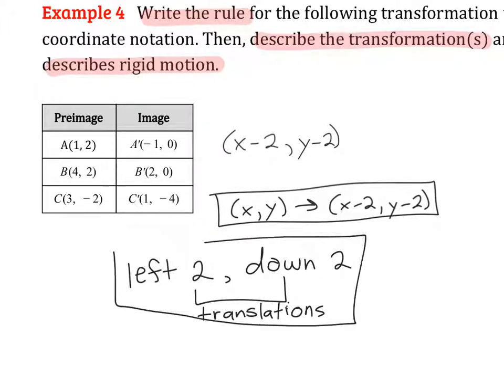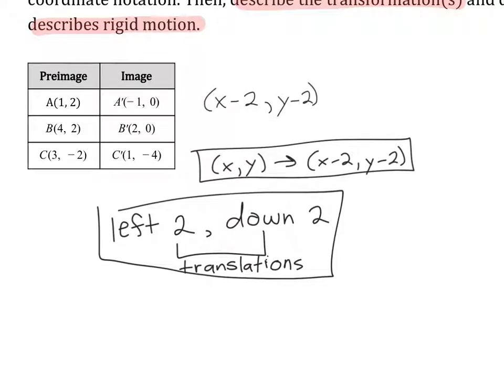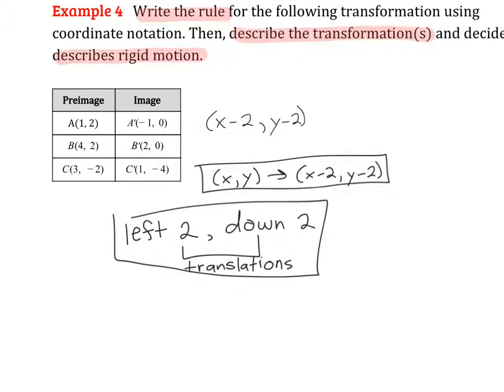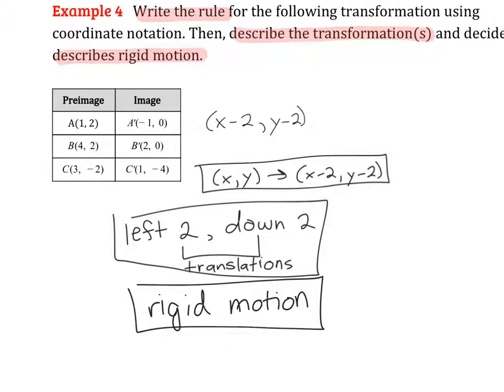And there you go. So since all I have is a translation, I'm taking my figure and I'm just kind of moving it down and to the side. This does describe rigid motion. So that's the last part of our question, was to decide if it is rigid motion. And since it is only a translation, it is a rigid motion.